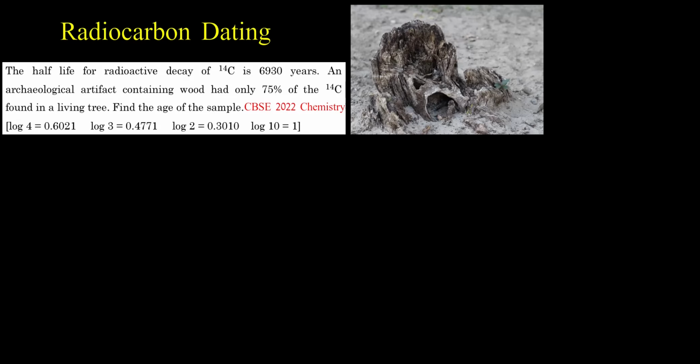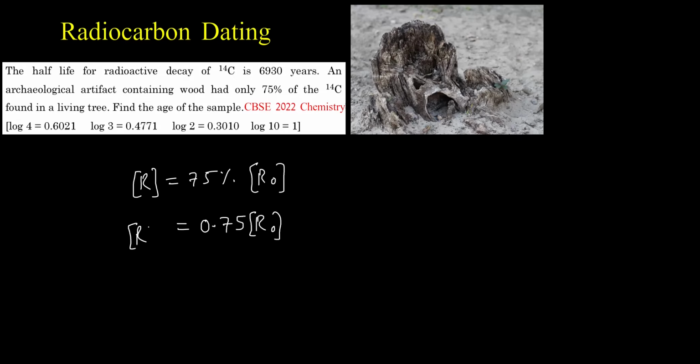So there is an old artifact containing wood and the present concentration of carbon-14, suppose that I say R, is given as 75% of the fresh concentration of carbon-14 which is found in a living tree. So suppose that we say the fresh concentration of carbon-14 in a living tree is R naught, then the concentration of carbon-14 found in that old artifact is 75% of R naught. So that means we can write it as 0.75 R naught.